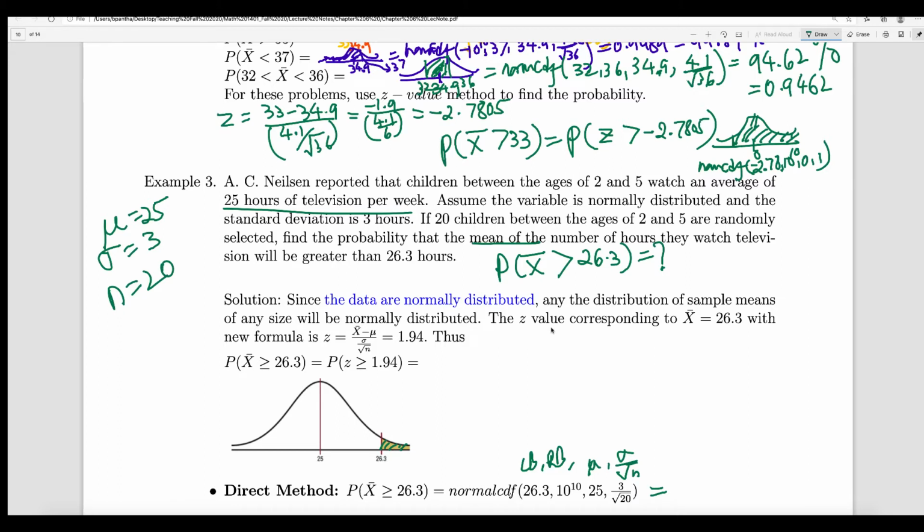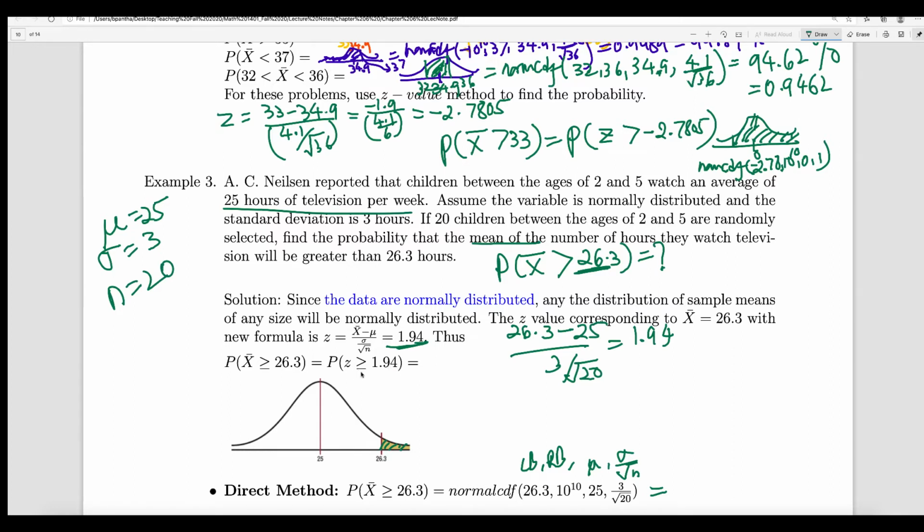But if you want to do the z-value method, first we find z by x bar minus mu over sigma over root n. What is x bar? That is the x bar value we have, 26.3, minus mu, which is 25, over 3 over root 20. If you simplify that, you will get 1.94. Now probability x bar greater or equal to 26.3 equals probability of z greater than 1.94.